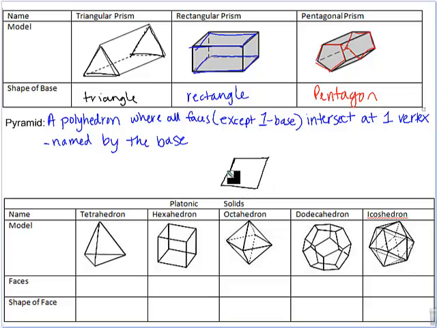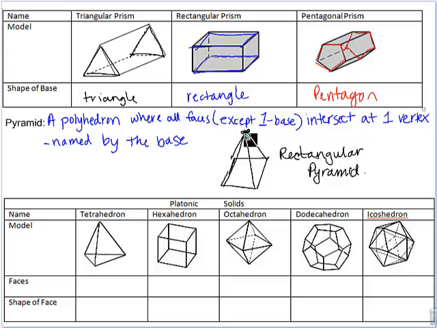So there's my base. I'll put a point up here saying that that's where all of my faces are going to intersect. I can draw lines down to each of the corners. And so this would be a rectangular pyramid. We say rectangular because the shape of the base is a rectangle, and it's a pyramid because all the faces intersect at that one point. That's the key to making a pyramid.